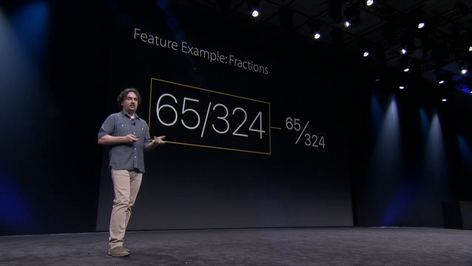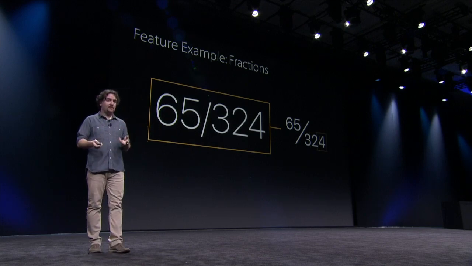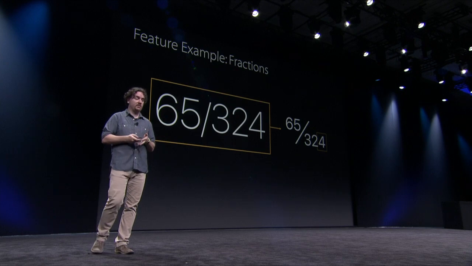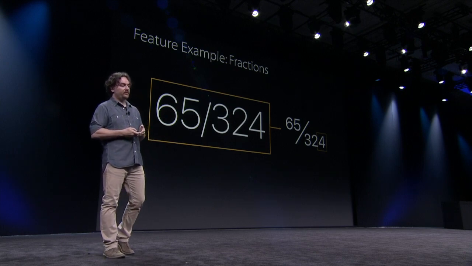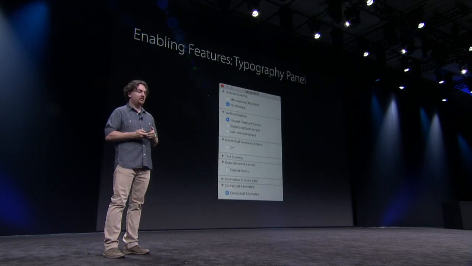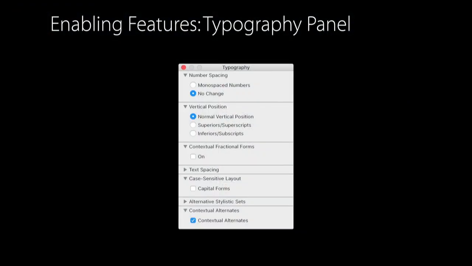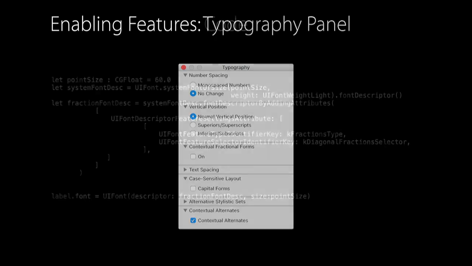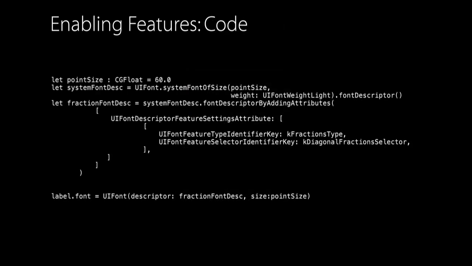And the great thing about this is that these are individual glyphs, which means tracking will apply to them as well. So features are discoverable, and you can enable them in the typography panel, which is a piece of UI inside the font panel of OS X. But you can also enable them in code, which is the most common scenario for you guys.